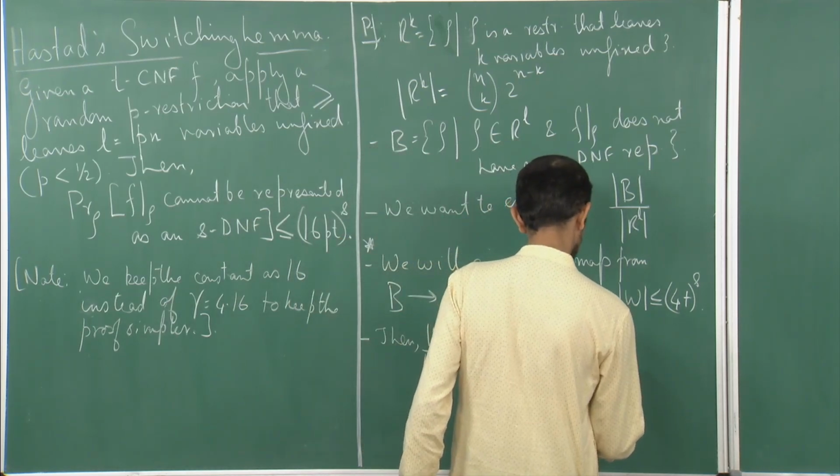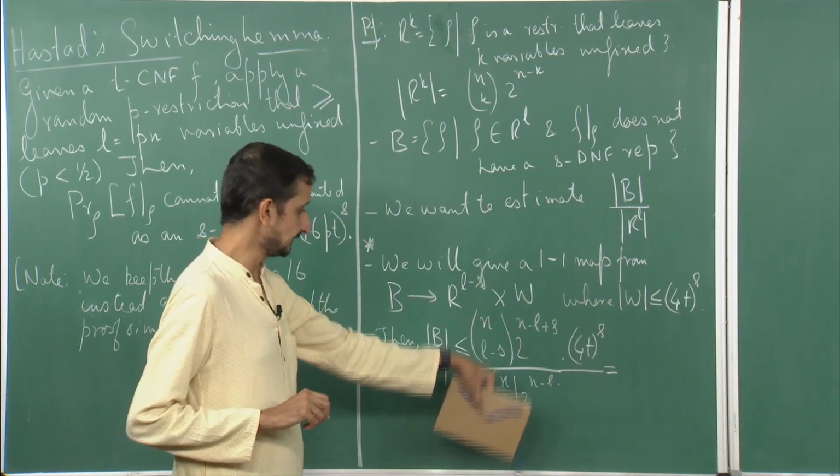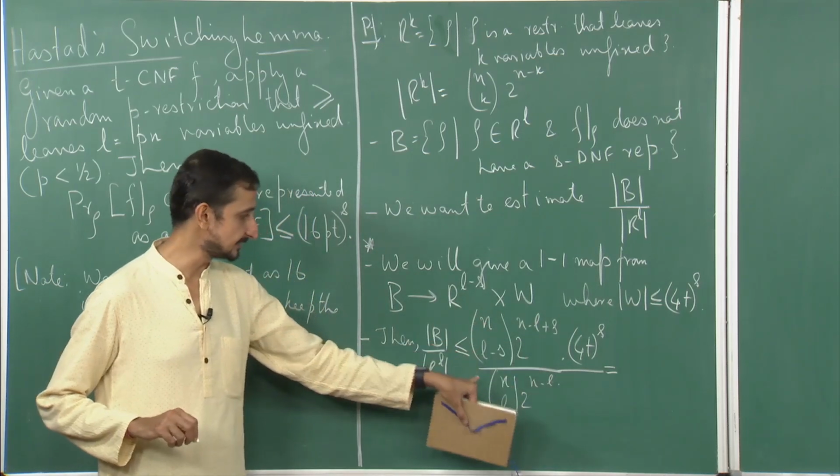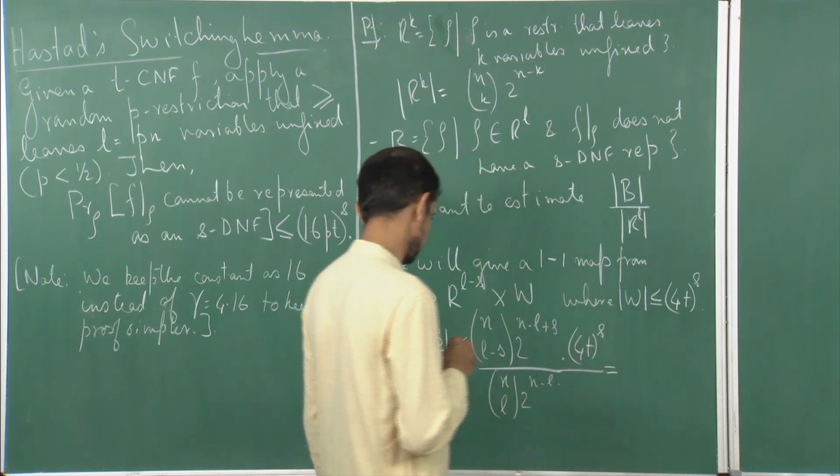The other thing that I get here is, how can I write this ratio, that is N choose L minus S divided by N choose L. So this will be what?